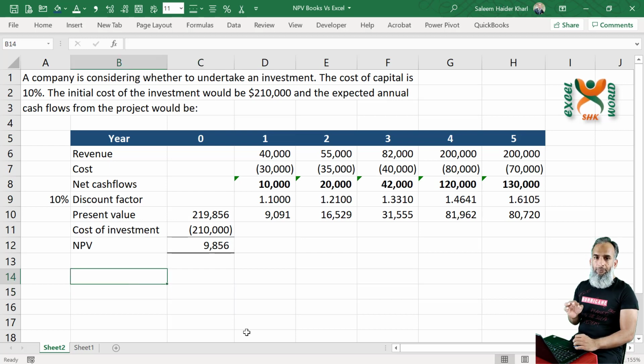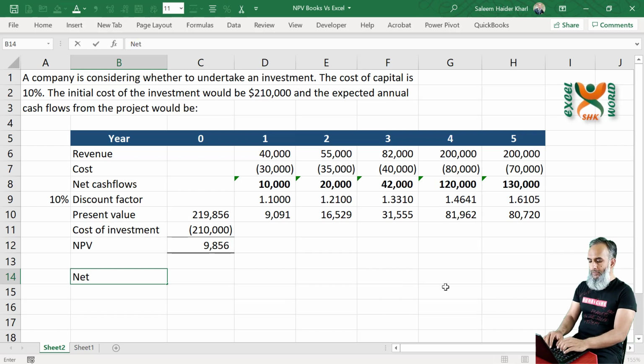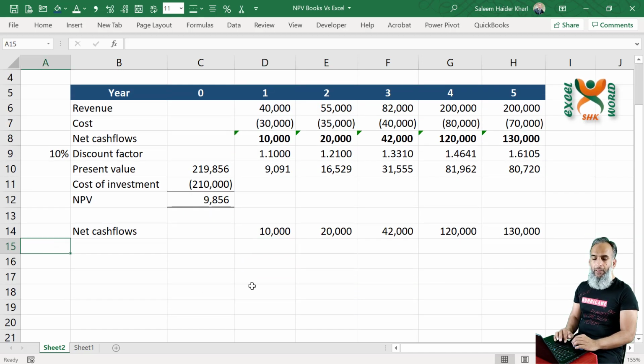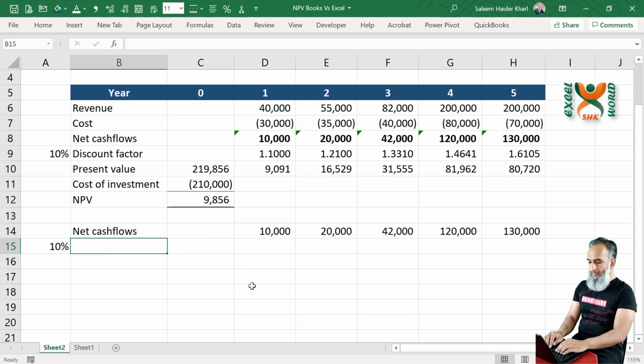Now is the time for the net present value calculation for Excel or for financial models. So we have the net cash flows available. Let me reproduce the net cash flows here. Now we are going to calculate the present value. We have the discount factor as 10%. The present value.